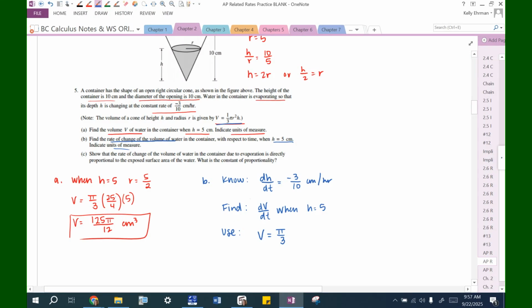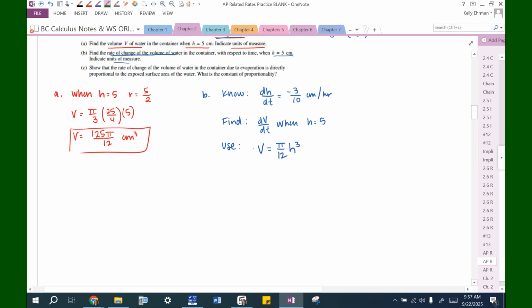And remember back here, we plugged in that R squared was H over 2 in general, squared, times H. So this would become pi over 12 times H to the third. Now I want to take the derivative with respect to time of both sides of this equation, and I would get dV/dt equals 3 pi over 12, so pi over 4, H squared dH/dt.